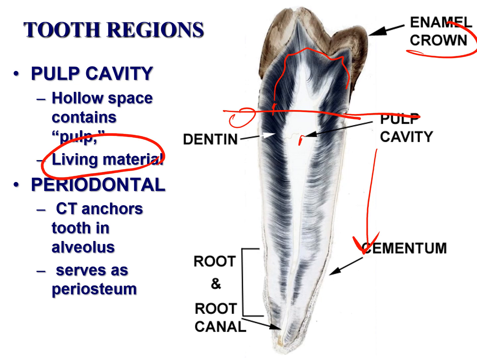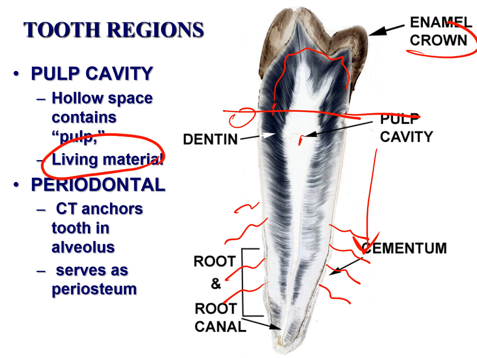Also we have the periodontal connective tissue, whose main function is to anchor the tooth within the alveolar space, and this periodontal connective tissue serves as the periosteum, because the main component of the cementum is woven bone. It's almost like woven bone.